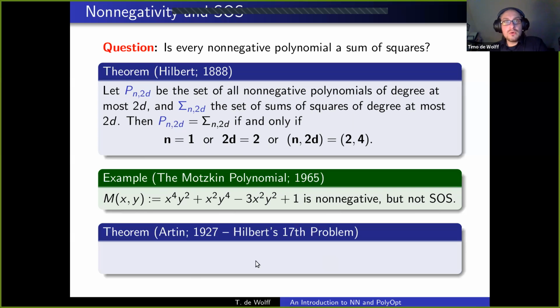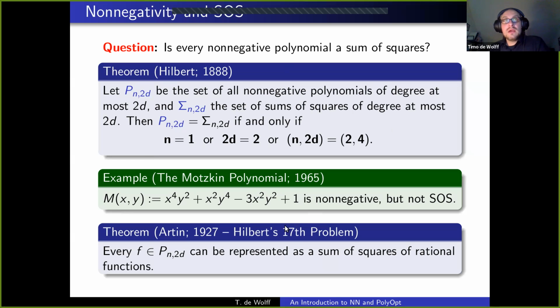Another quick historical note: this theorem led to one of Hilbert's problems, namely the 17th one, asking, okay, if I cannot write every non-negative polynomial as a sum of squares of polynomials, can I write it as a sum of squares of rational functions? And indeed, one can. This was proven by Artin almost 100 years ago now.